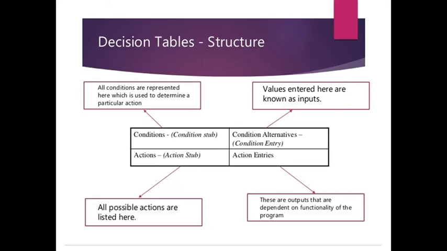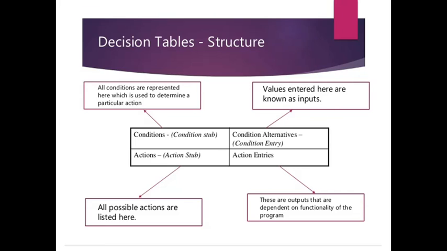It is the structure of decision table. Here are four parts, that is conditions, actions. Conditions are represented here, which are used to determine a particular action. In the corresponding column, we provide actions. Possible actions are listed here. And in the other column, we have condition entry and action entry.